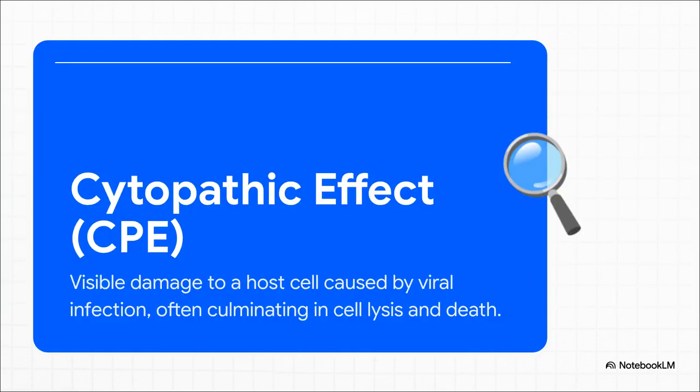So what's the result of this heist? For the host cell, it's often catastrophic. The visible damage we can see under a microscope has a name, the cytopathic effect, or CPE. This can mean the cell shrivels up, fuses with its neighbors into weird giant blobs, or just bursts open like a water balloon. It can get pretty brutal.